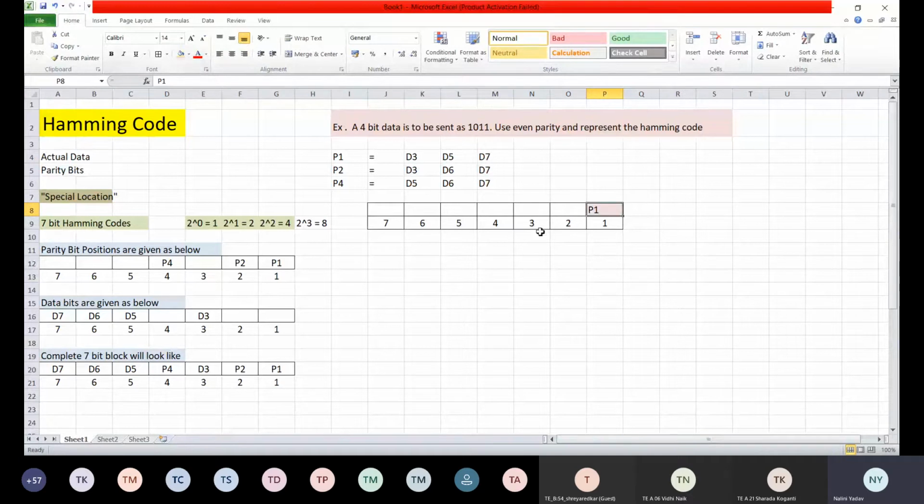Now how do we calculate P1? P1 is an odd number, correct? Look, P1 itself will be calculated with D3, D5 and D7. Understood, all of you? Alternately. Please remember, this is very important with respect to the exam and for the orals also, and in fact for your future knowledge also.